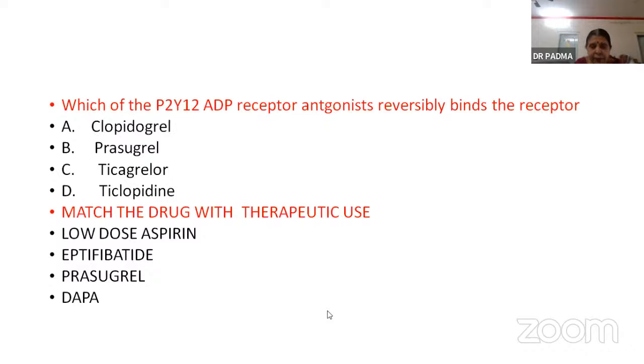In that, the second variety is the one which is asked: which P2Y12 ADP receptor antagonist reversibly binds to the receptor. And the second question is: match the drug with the therapeutic use. So you have to say where low dose aspirin is used, where eptifibatide is used, where prasugrel is used, where DAPA is used. I hope you know what DAPA is also. If not, we will come back to it again. So remember this, we'll come back to these questions once these antiplatelet agents are over. With this background, I would like to give you a small hint on how the clotting mechanism takes place with coagulants, fibrin, and platelets.